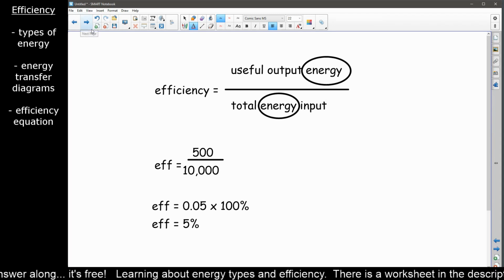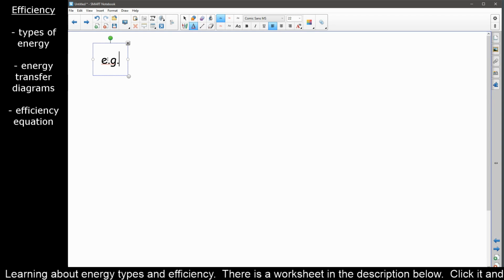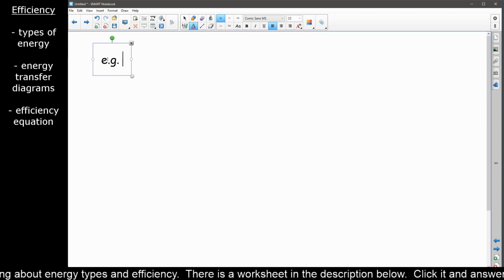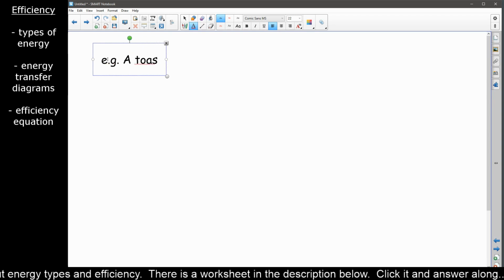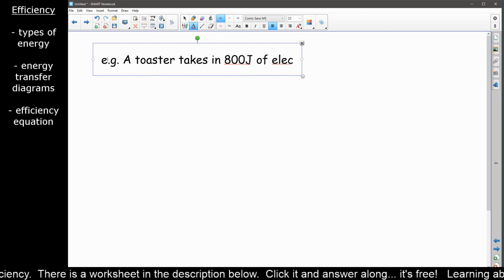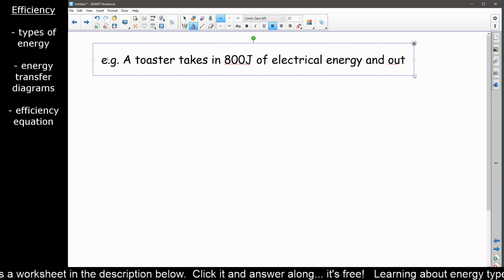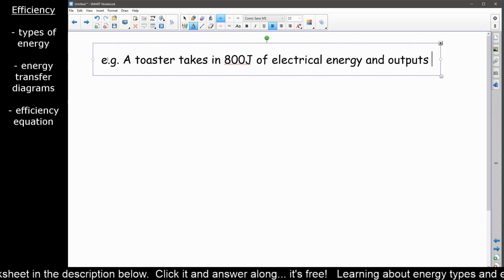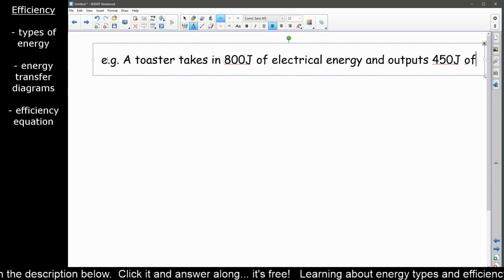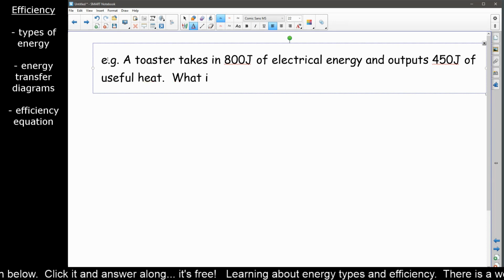Okay, so what we want to do here is try and use this, so let's try an example. E.g., let's say a toaster takes in 800 joules of electrical energy and outputs 450 joules of useful heat. What is the efficiency?